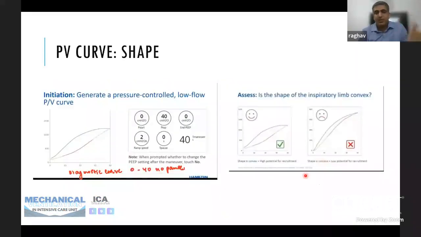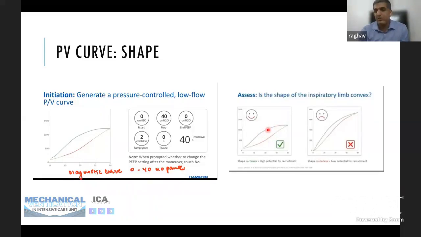The second method, which is also based on the PV curve, is the shape of the PV curve. If the shape is concave or convex, as seen in this figure, that means the lung is showing a hysteresis behavior. What is a hysteresis behavior? That during inflation at the same pressure, the volume is lower. However, during deflation, the volume is higher at the same pressure. That means the lung was recruited and it remains recruited during the maneuver. So this means that the patient has a recruitable lung.